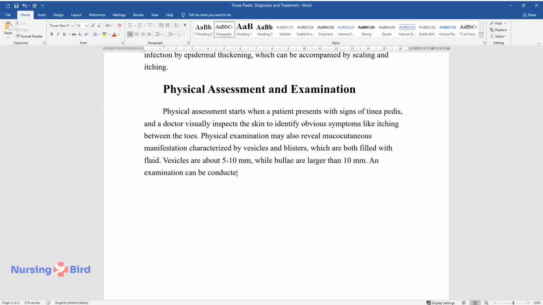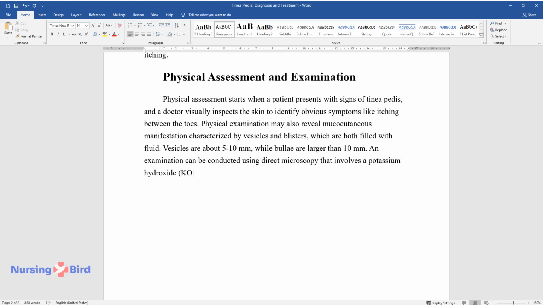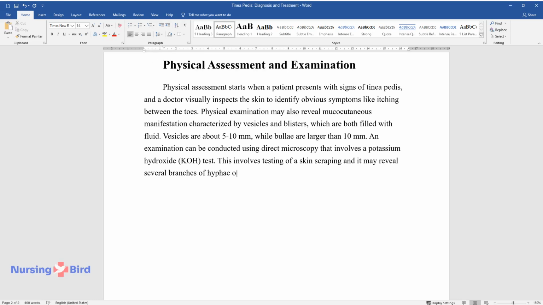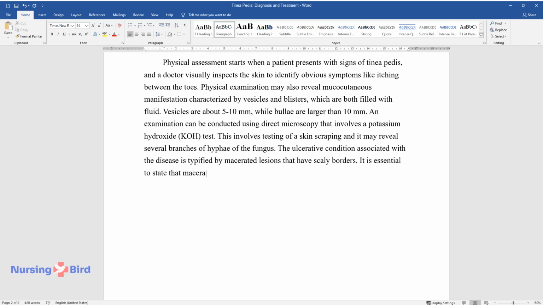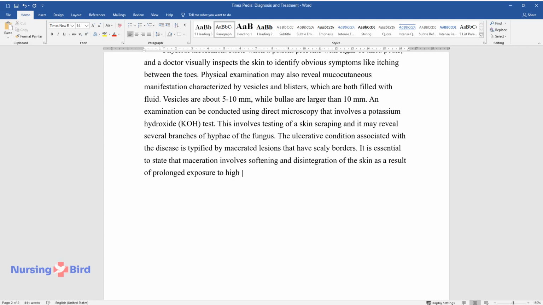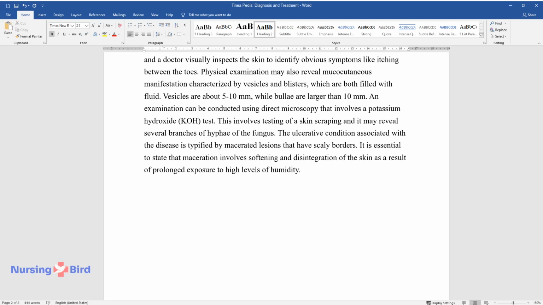An examination can be conducted using direct microscopy that involves a potassium hydroxide (KOH) test. This involves testing of a skin scraping and it may reveal several branches of hyphae of the fungus. The ulcerative condition associated with the disease is typified by macerated lesions that have scaly borders. It is essential to state that maceration involves softening and disintegration of the skin as a result of prolonged exposure to high levels of humidity.